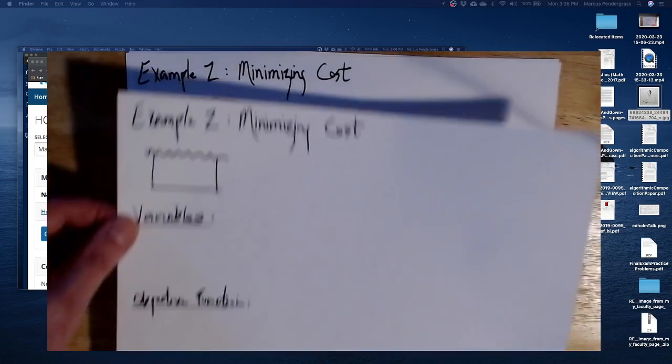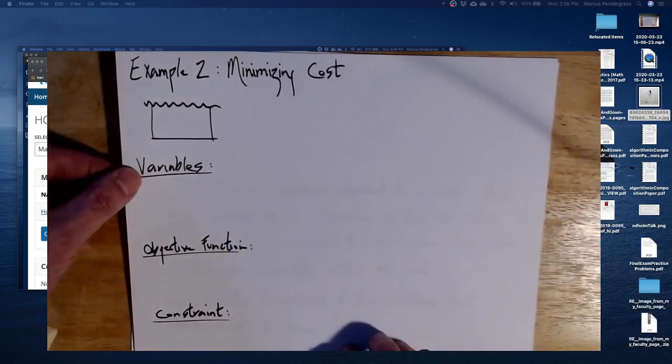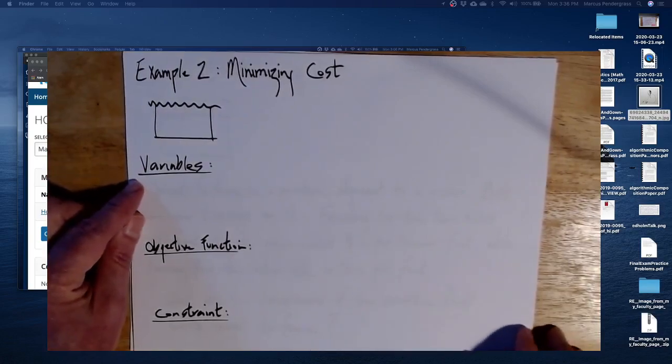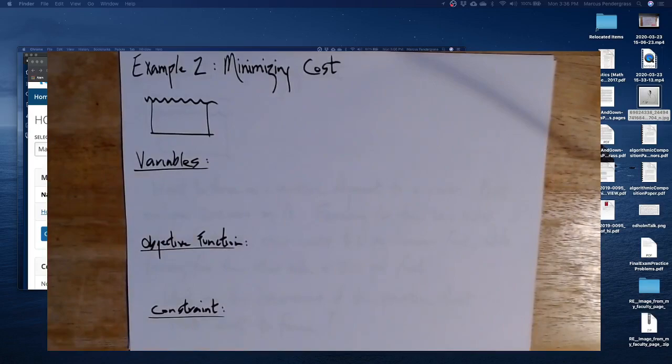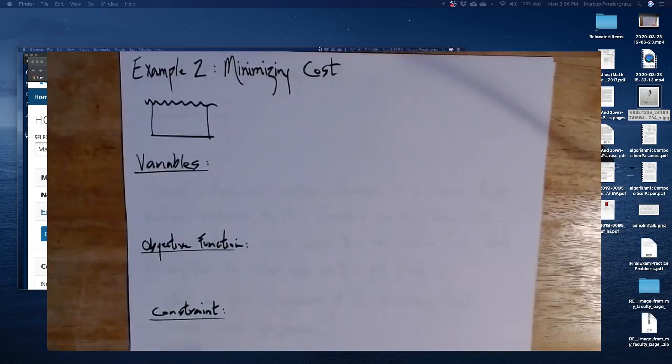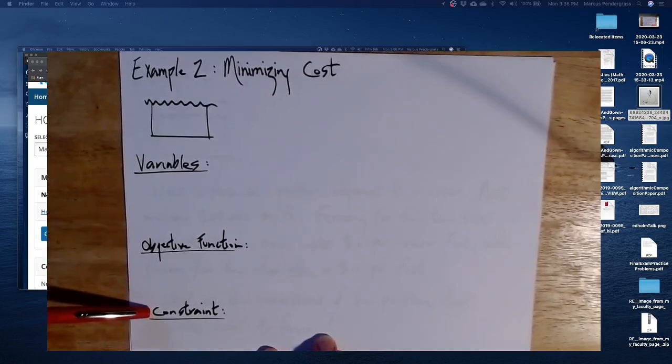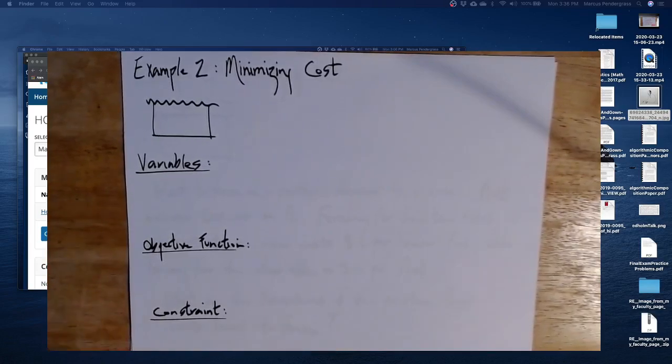Let's get started. You may remember from the previous video that I had suggested that one of the ways to get started on something like this is to take it easy, identify your variables first, and then identify the objective, and that's what the objective function here will do for us. And then identify the constraints you have to work with. And so let's do that.